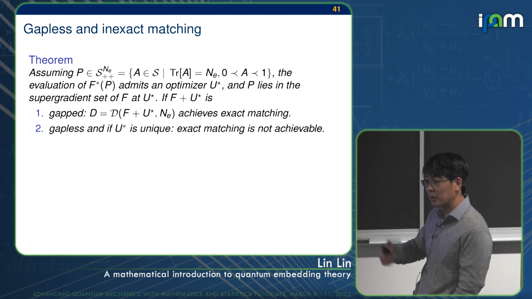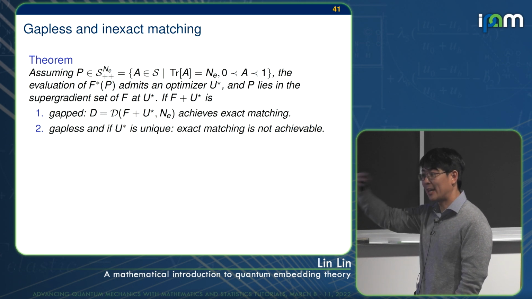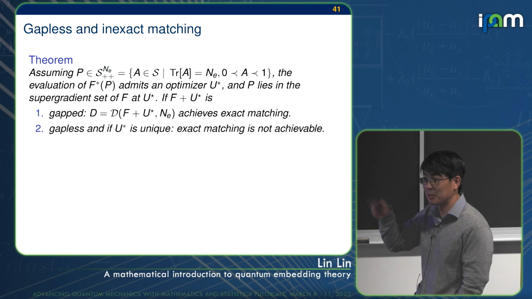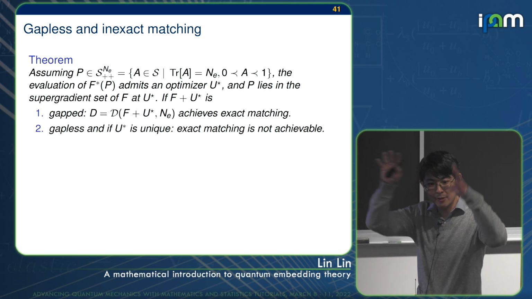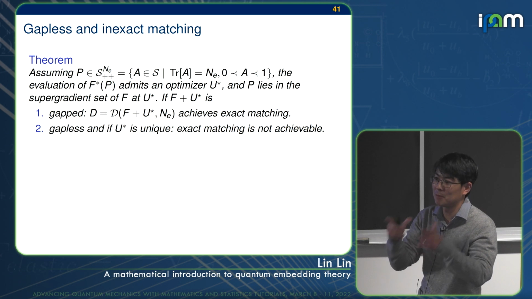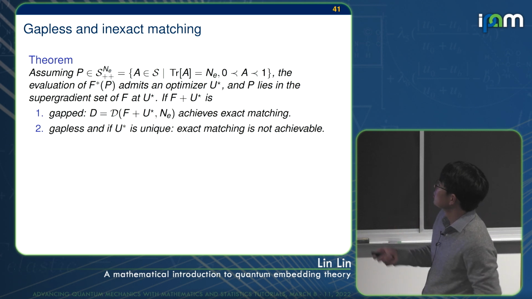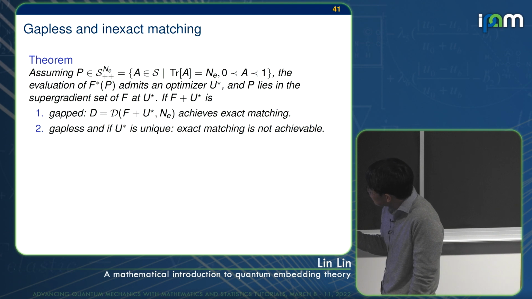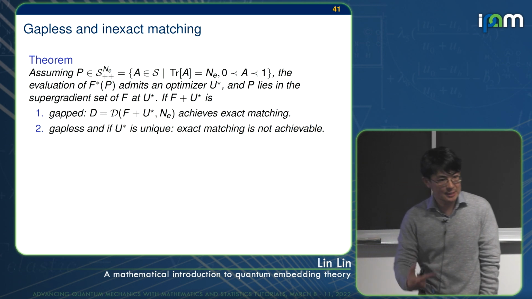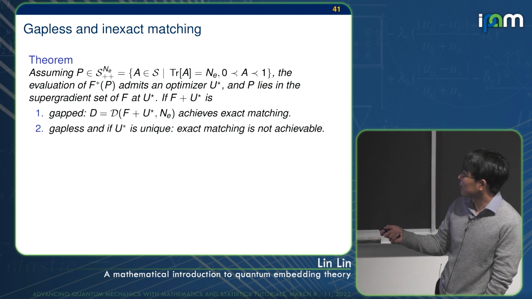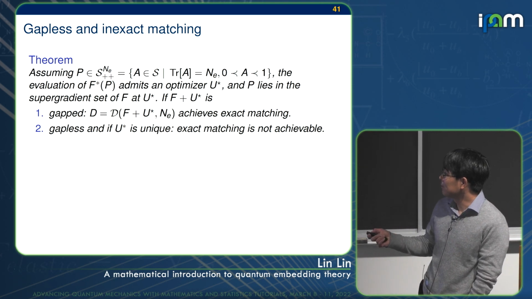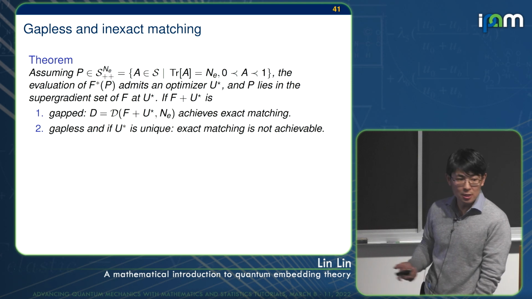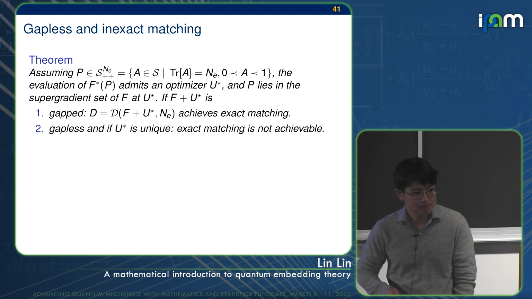This sounds technical, but what it says is that if it is gapped, then this supergradient becomes a gradient, which means exactly you have exact matching. Remember, the gradient of F, when it is well defined, gives you the diagonal of the block. P lies in that supergradient means that you have exact matching. So what it says is, if F plus U star is gapped, then this guarantees that you yield exact matching. If this is gapless, with this additional assumption, if the correlation potential is also unique, then provably the exact matching is not achievable. But the proof is actually only 2 sentences.